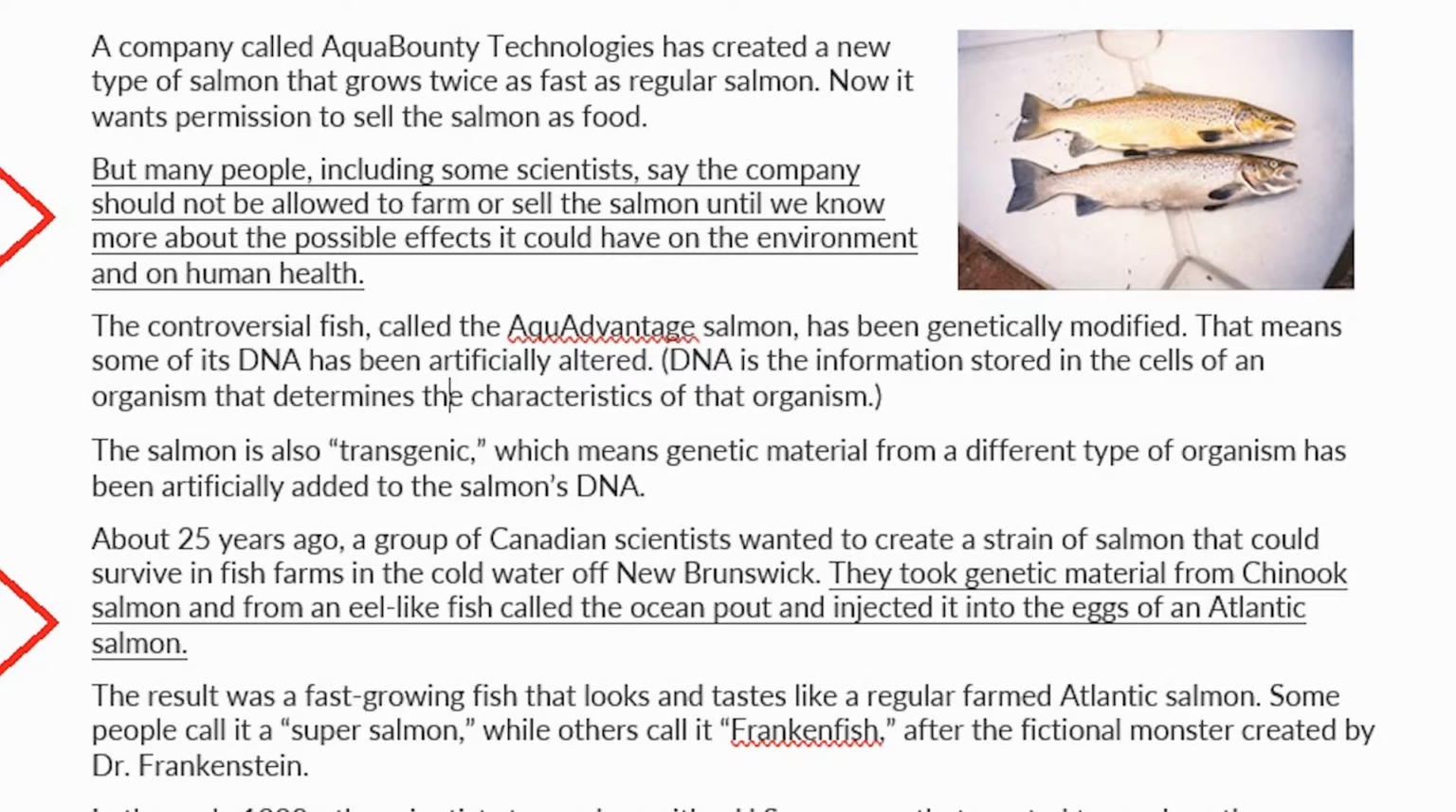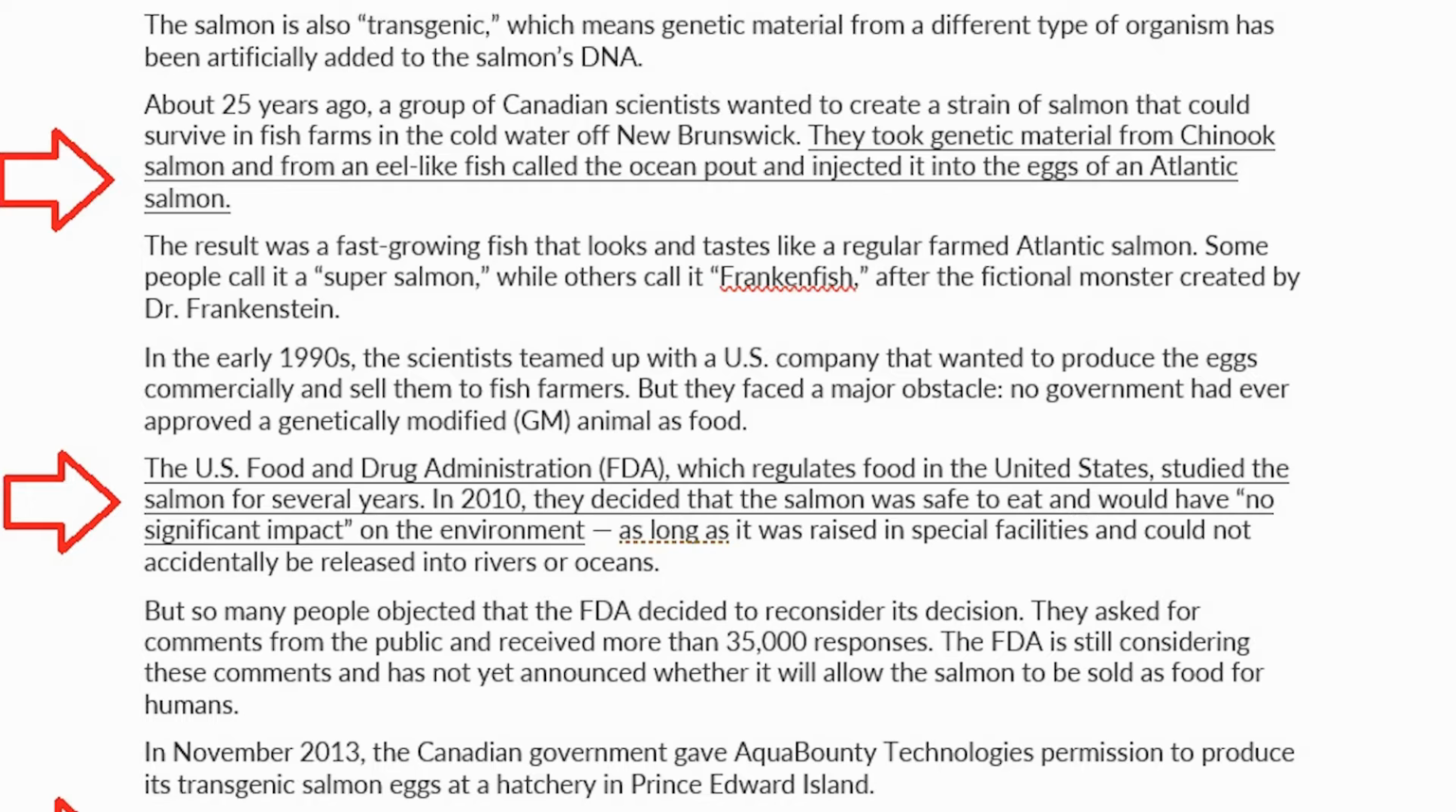Now, that sounds important to me too, because that's describing what they did specifically to make that salmon. And that sounds, again, a little Frankenstein-y to me, combining that eel fish. So let's go ahead and underline that as well, so that way we could use that if we need it. That sounds like something that might make good evidence.